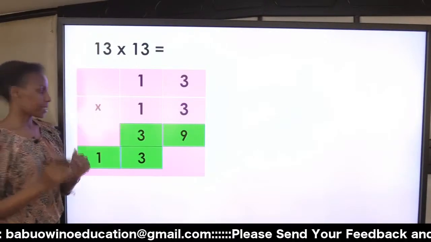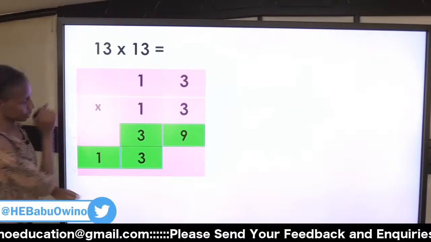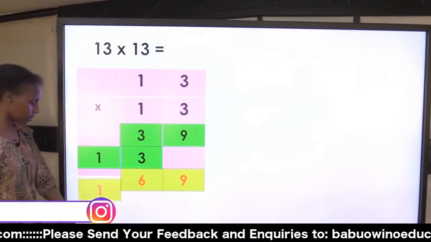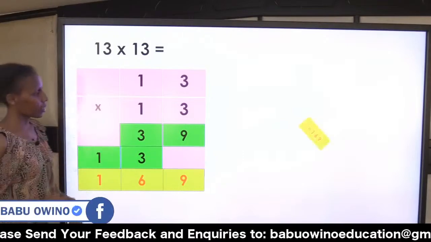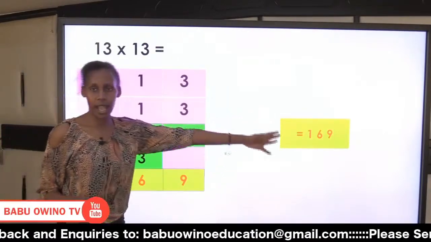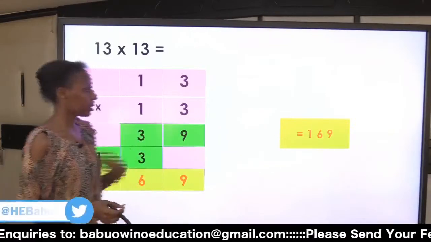So now let us add. You get 9, 6, and 1. So we can say that 13 squared, or 13 times 13, is 169.